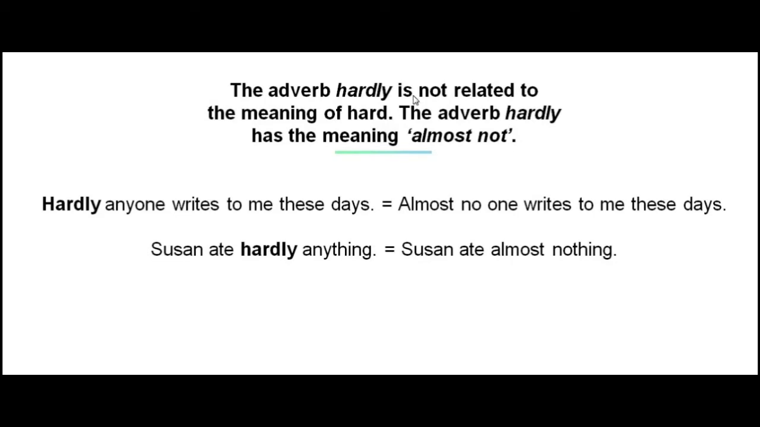And the adverb hardly is not related to the meaning of hard. The adverb hardly has the meaning almost not. Have a look at the example below. Hardly anyone writes to me these days, meaning almost no one writes to me these days. And in the sentence, Susan ate hardly anything, means Susan ate almost nothing.